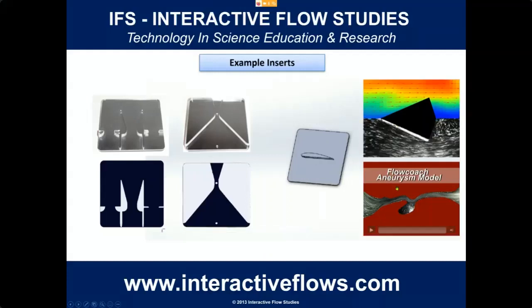Here's some examples. This one is interesting because this was purchased by a biomedical engineering department. So this system can be used by biomedical engineers. Here's a model, a 2D model of an aneurysm. As you can see, the recirculation in the aneurysm, that's what makes the aneurysm get bigger, I believe.